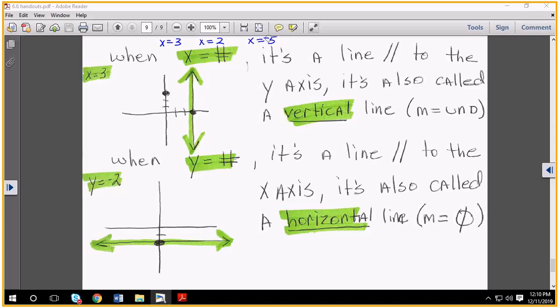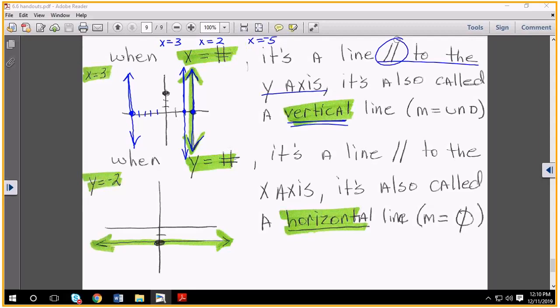So I'm going to draw those three lines right now. X is equal to 3. That's that one. And draw a parallel line. And x is equal to 2. Draw a parallel line. And x is equal to negative 5. 1, 2, 3, 4, 5. And draw a parallel line. So when x is equal to a number, you have a vertical line which is parallel to the y-axis. That means parallel to the y-axis.